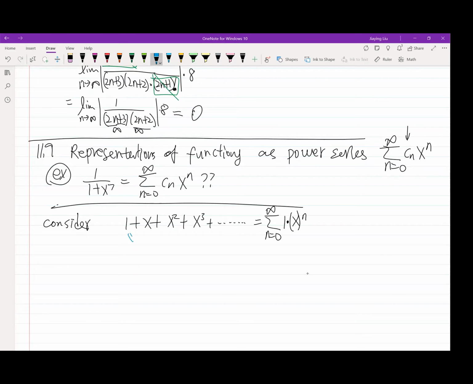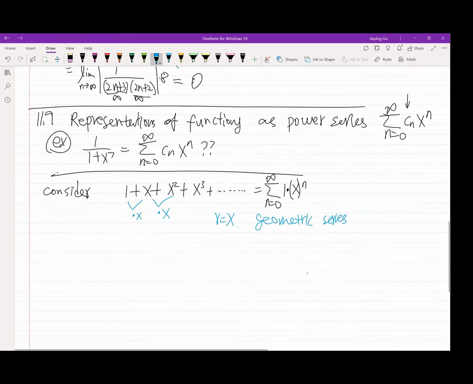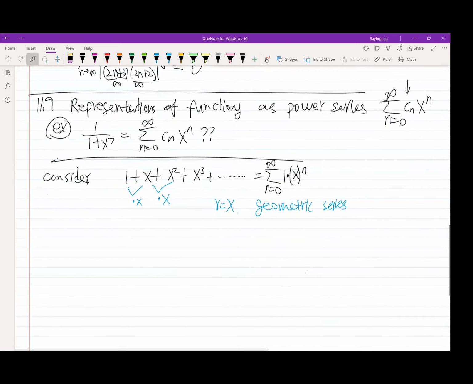If you think about from 1 to x, we multiply by x. From x to x squared, we multiply by x. So we have a common ratio, r equals x. So that's a geometric series, but with x as the ratio, not a number. It's a little bit different from what we have seen before.